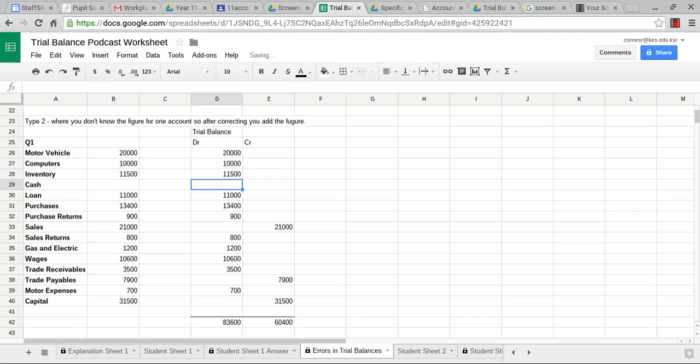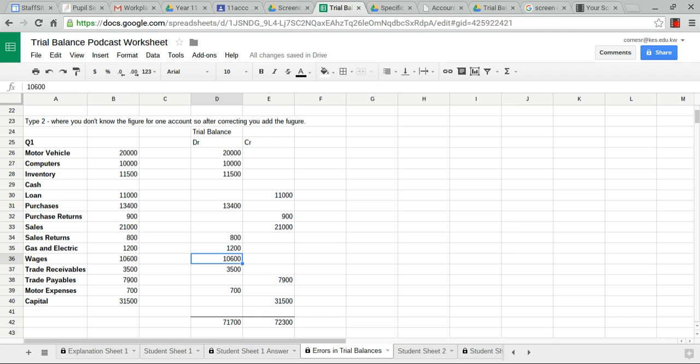We don't know about the cash at the moment. We do know there's a loan, and that's a liability. Got purchases, an expense. Purchase returns, though, should be on the debit side, because when we return goods back to suppliers, we lose those goods and therefore we're losing a current asset. Sales are in the right place. Sales returns are in the right place this time.